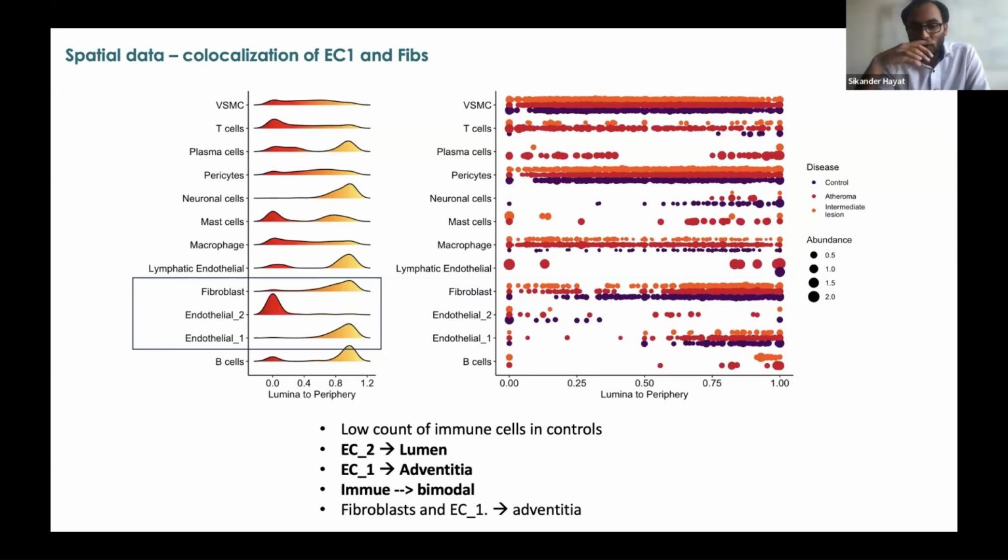Immune cells, very interestingly, showed a bimodal distribution, and overall we could also comment on the low count of immune cells in the controls, which is shown in a similar kind of plot, but divided by the different disease conditions. Okay.